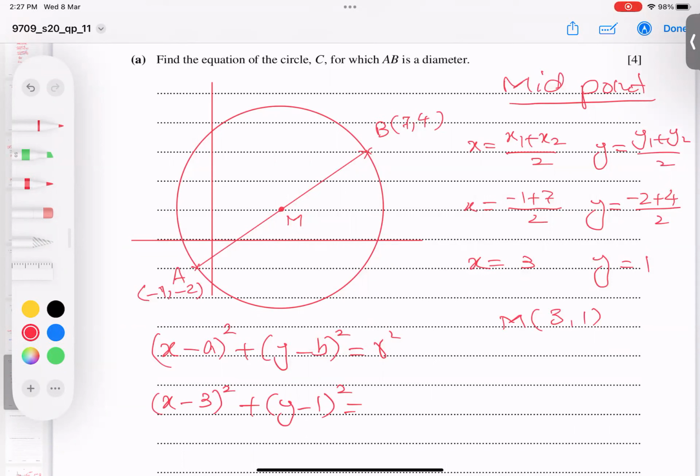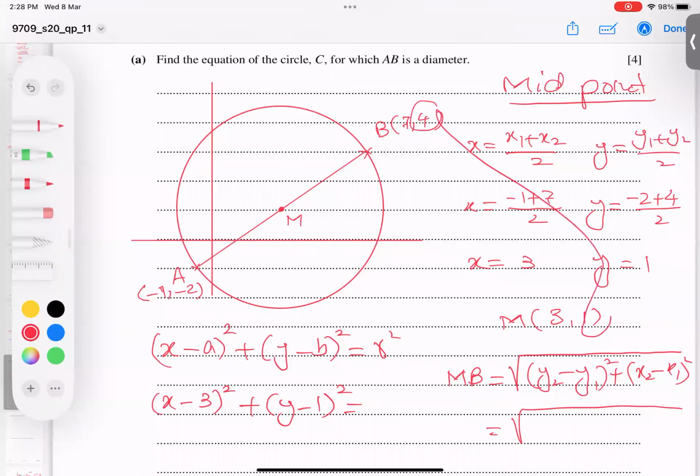The radius is the distance from M to B, or M to A. So let's see how we can find it. I'm finding the M to B distance now. The distance formula, which everyone knows: y2 minus y1 whole square plus x2 minus x1 whole square. Here y2 is 4 and y1 is 1, so 4 minus 1, then 7 minus 3.